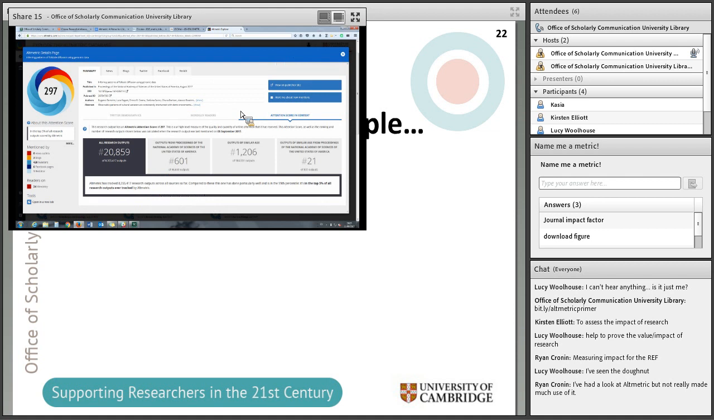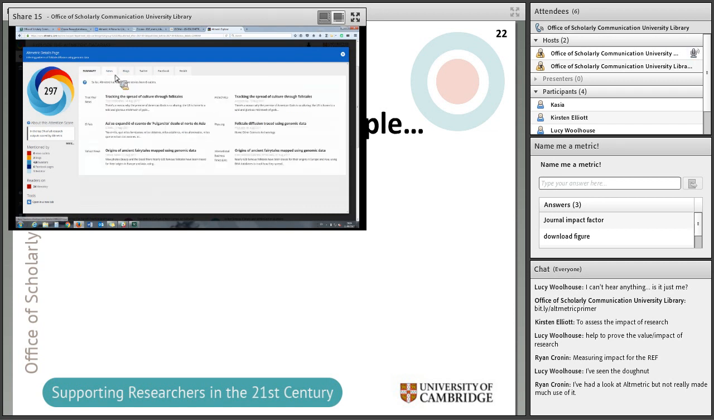You can see the scoring context, so you can see how this ranks alongside other papers. It scores at number 20,000 out of 8 million outputs in Altmetric, and for outputs of a similar age, it scores quite highly. Outputs of a similar age from the same journal, it scores quite highly again. So that can give you some context for the scores.